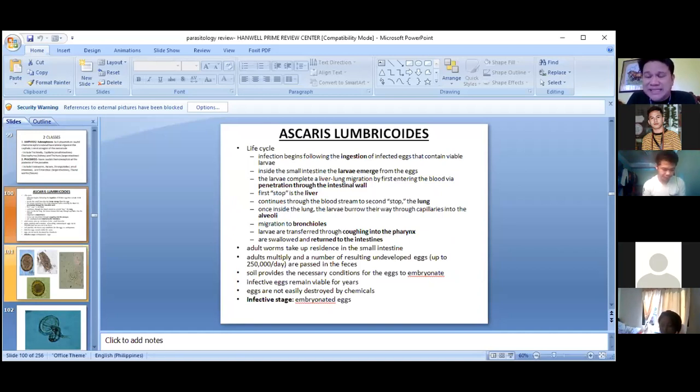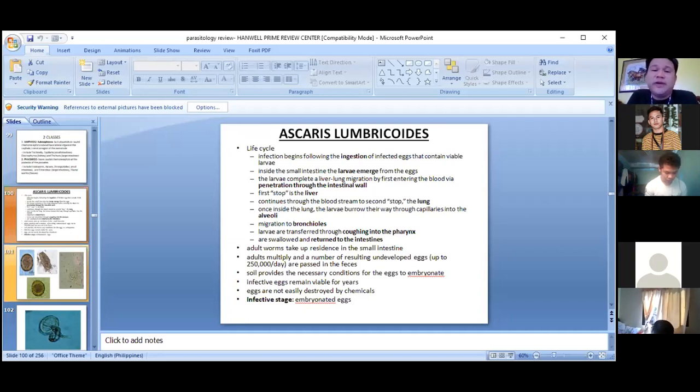But the largest or the longest of the nematodes is Dracunculus medinensis. Dracunculus medinensis is 1 meter long. Ascaris lumbricoides is only 1 foot long. However, it is the biggest in the intestines, because Dracunculus medinensis resides in the varicose veins.